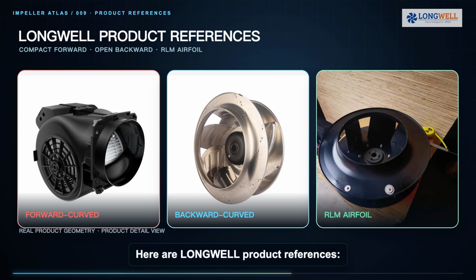Here are Longwell product references: a compact forward curved blower, an open backward curved wheel, and an RLM airfoil impeller. The hardware makes the difference visible. The forward wheel packs many shallow passages into a scroll. The backward wheel uses fewer, wider swept blades. The airfoil wheel uses large-shaped blades built around a strong hub and backplate. A radial industrial wheel can use even more open, straight passages when contamination tolerance dominates.